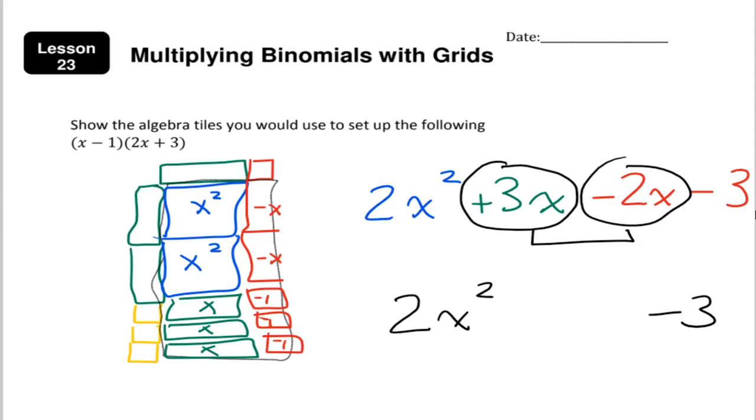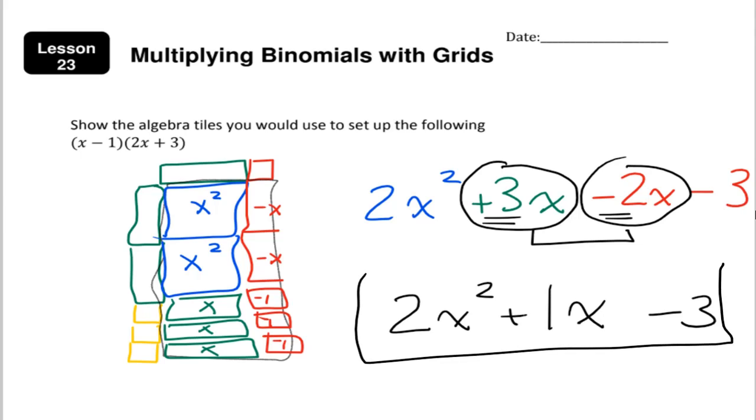Again, just adding the coefficients, 3 minus 2, and I get 1. So I can write 1x, or I could just write x. And this is going to be my final answer. Again, just a review of the use of the algebra tiles.